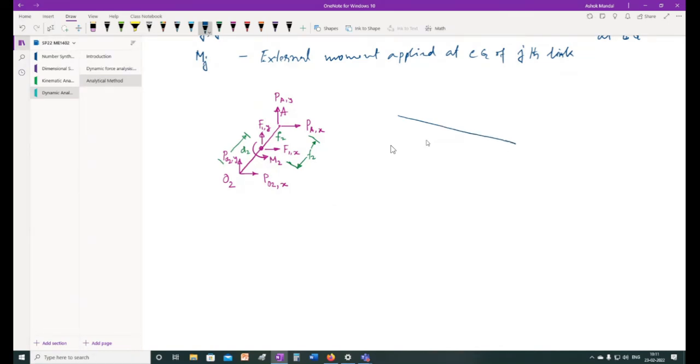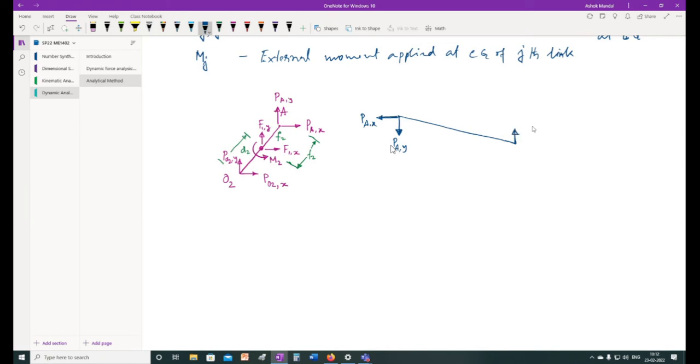Suppose this is the free body diagram of link 3. When you draw the joint force here, it is in this direction. The values are obviously PAX and PAY. Just look at the figures. I have not given the vector sign, so whether the component is negative or positive is determined by the direction. We don't need to worry about it.